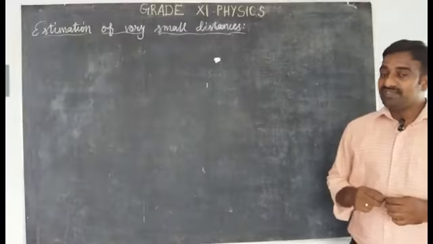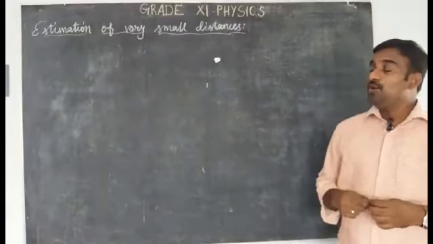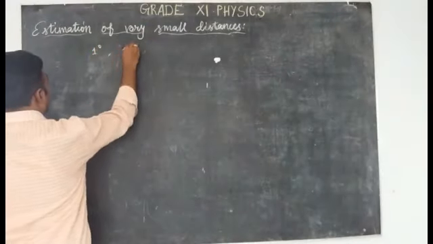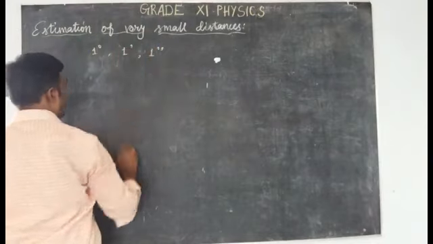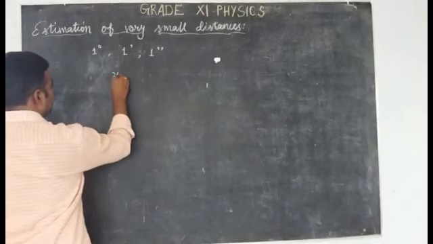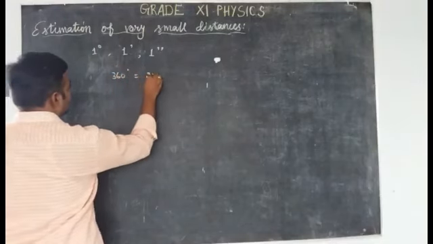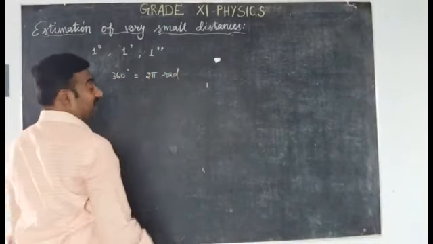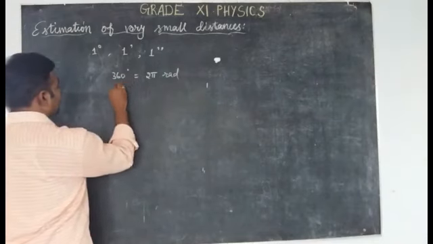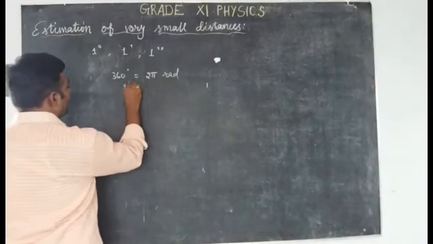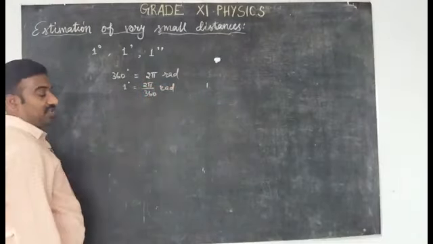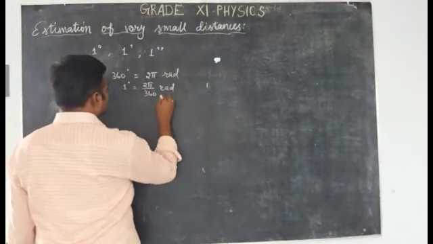And once again, the important thing which we will revise is how to estimate the values of 1 degree, 1 minute, and 1 arc second. First, the value of 1 degree. We know for one full circle, the total angle is 360 degrees, which is equal to 2 pi radian. Similarly, 360 degrees we can write as 360 into 1 degree. Therefore, 1 degree is equal to 2 pi by 360 radian. After the simplifications, we will get the value.